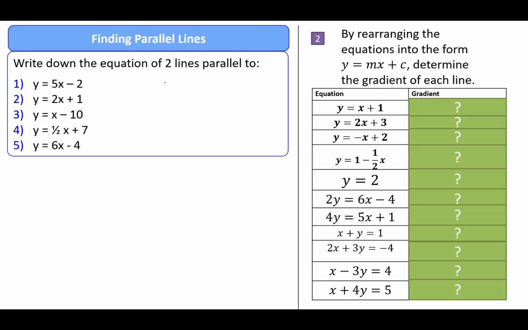So give those questions a go, guys. Should be able to do that now. So parallel has the same gradient, has the same m, right? Same m. So anything y equals 5x plus a different number is valid. So same here for question 2.